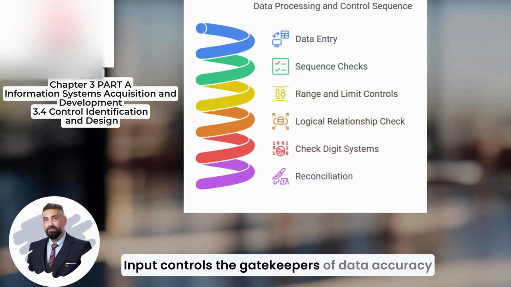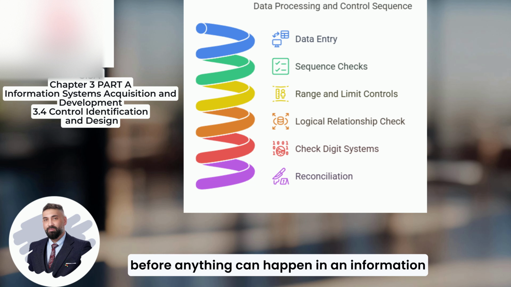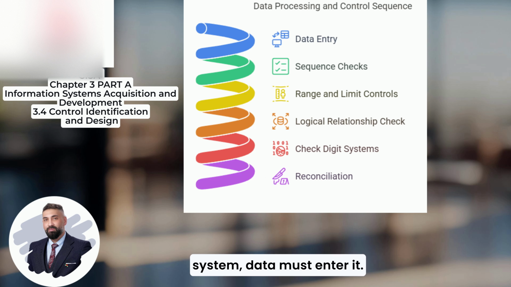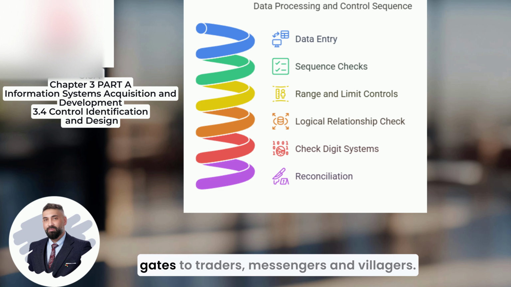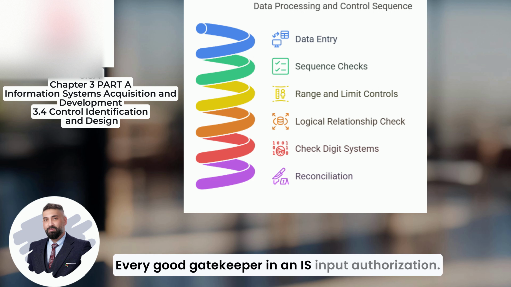Input controls, the gatekeepers of data accuracy. Before anything can happen in an information system, data must enter it. Think of this as opening the castle's gates to traders, messengers, and villagers, but not everything or everyone is welcome. You must verify that only authorized and valid transactions cross the threshold. That's where input controls shine. Here's the checklist every good gatekeeper in an IS follows.